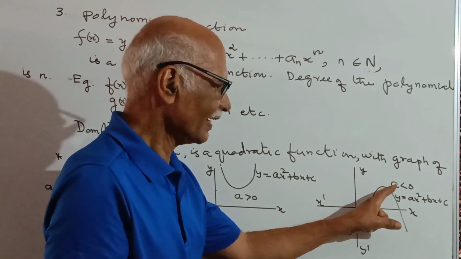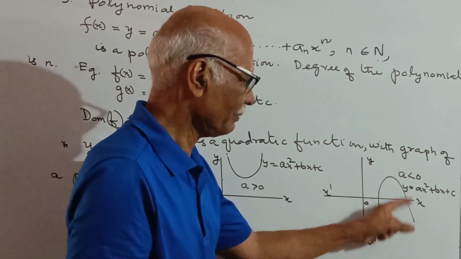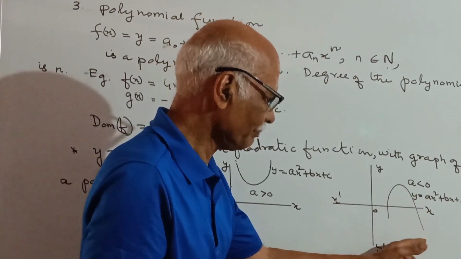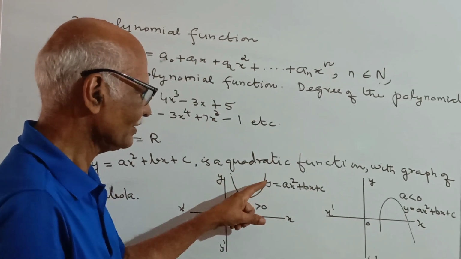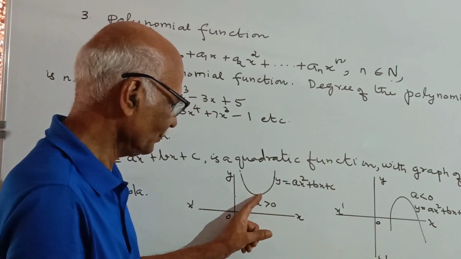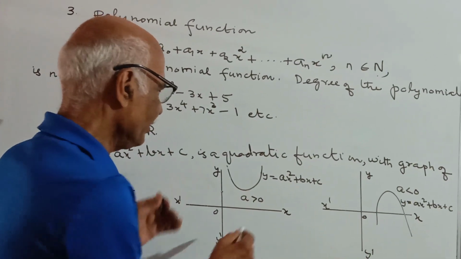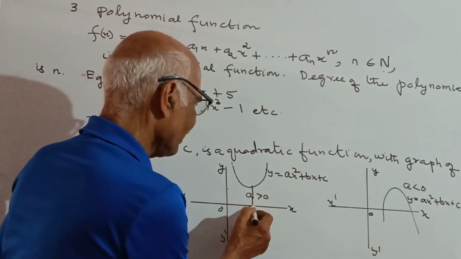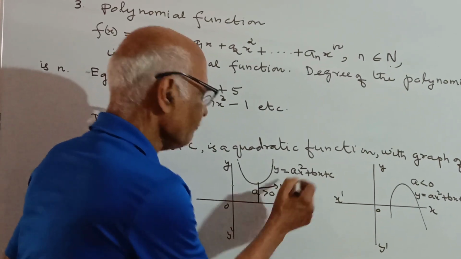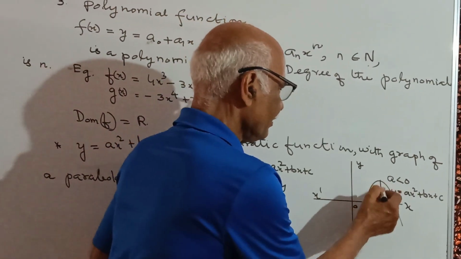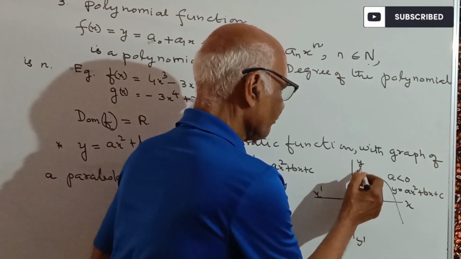Now, if a is negative, the graph will be a downward parabola. This is a downward parabola. This is an upward parabola. In this case, there is a minimum value of y. This will be the minimum value of y. And this will be the maximum y.